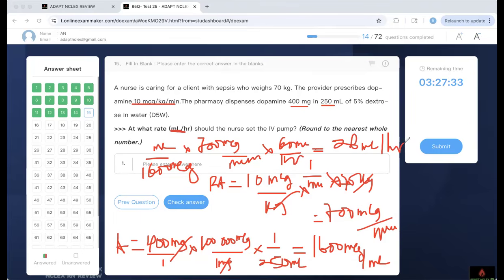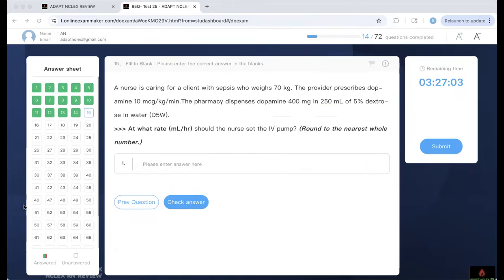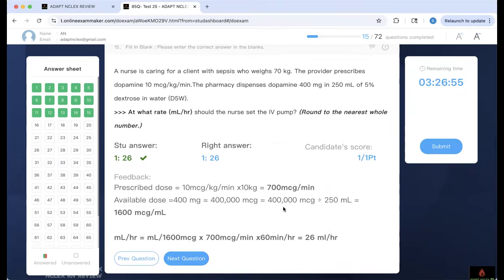Stop the video. Look at the way I approach it. This is dose calculation. First, you need to calculate the prescribed dose. Then the available dose has to be in the same unit. Because of the 70 kilos, you have to convert the prescribed dose. He said 10 microgram per kilo per minute. You have to convert it because of the 10. And the available dose is 400 milligram converted to microgram. And then when you finish, everything has to be converted in minutes. And that will give you 26. So the right answer is 26. Stop the video, watch the way I approach it. And next time when you see the question, approach it the same way. And this is the way I did it. It's the same thing.